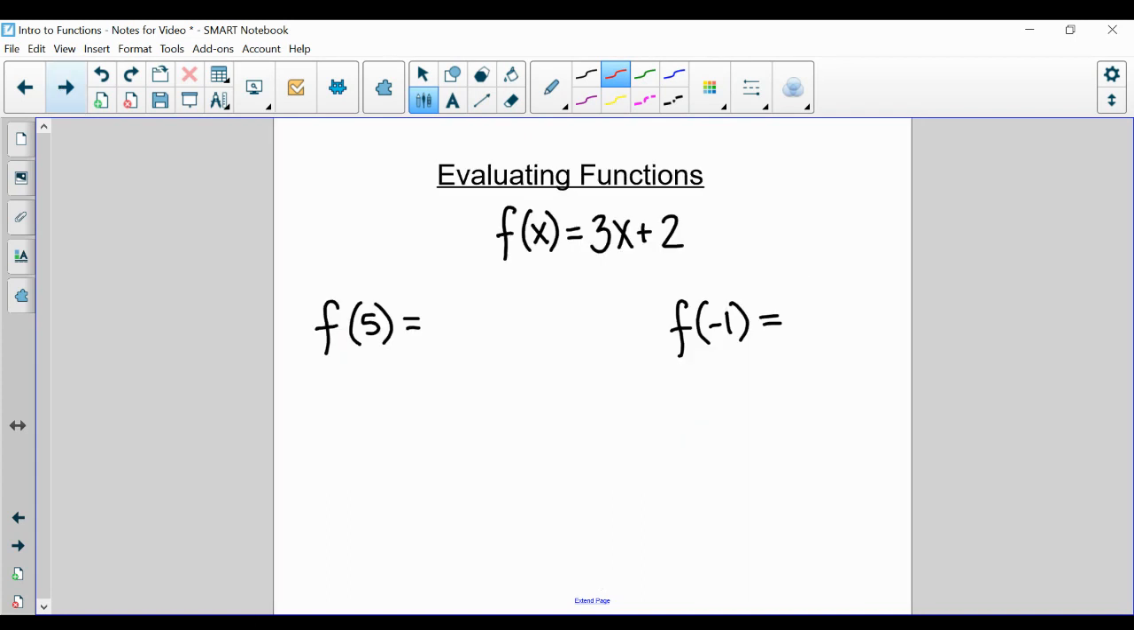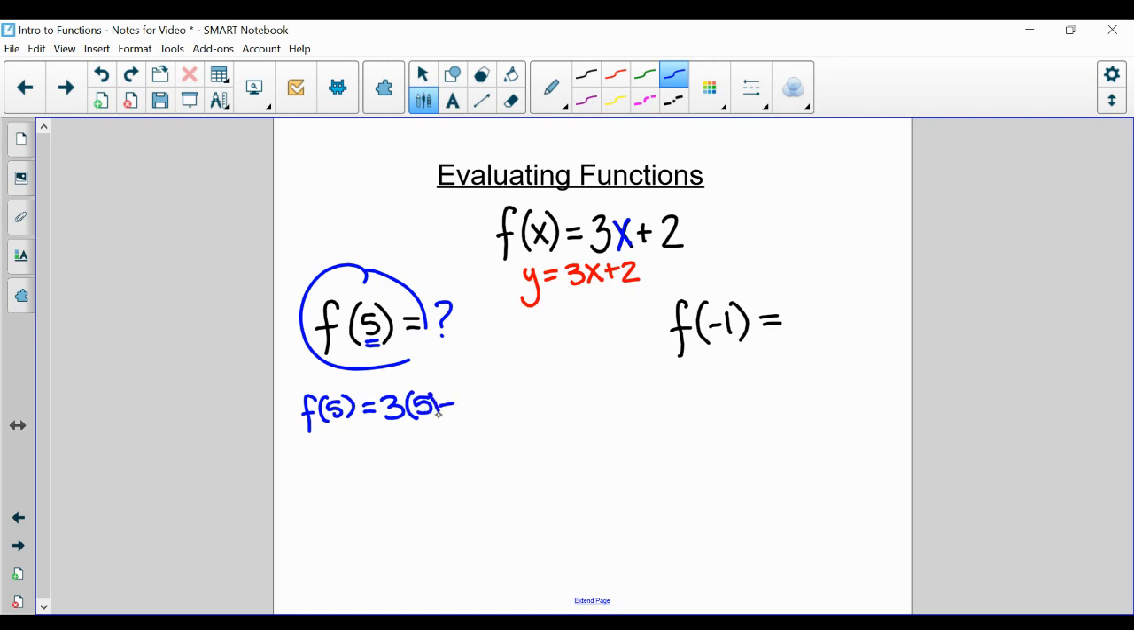So what we can do here is we can evaluate functions. Remember, this f of x equals 3x plus 2 is just like me saying y equals 3x plus 2. Okay? So right here, what we have is f of 5 equals what? So what this is asking you to do is to take the number 5 and plug it in for x. So I'm going to have f of 5 equals 3 times 5 plus 2. So this is 15 plus 2, so my answer is 17.